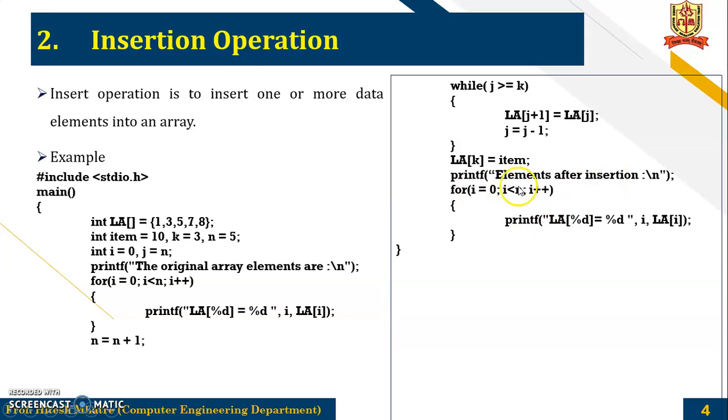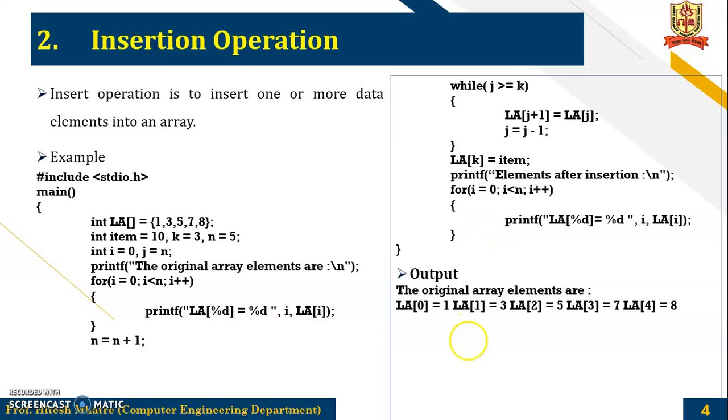Then after insertion, you will display the elements of an array like what we have seen in the traversing. So original elements, that is LA of 0 is 1, then at location number 1 is 3, at location number 2 is 5, location number 3 is 7, and location number 4 is 8. Now after insertion, at location 0 is 1, location 1 is 3, location 2 is 5, at location number 3, that is k, see we have done here LA of k is equal to item.